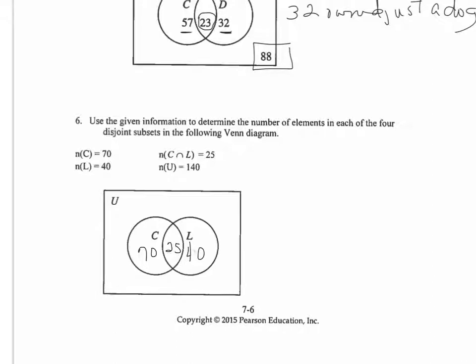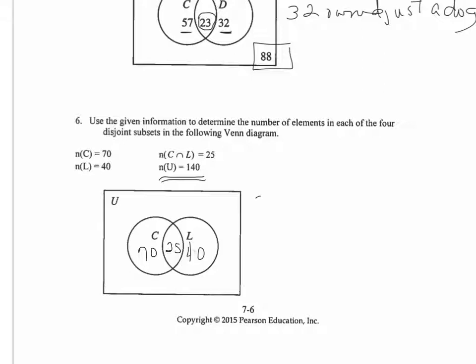And the number that's in the entire set is 140. Now here's where you have to be careful. That doesn't mean 140 is down here in the corner, because that would not be everybody that's already in the set. I need to add up how many are already there, and when I subtract that number from 140, that's what will go down in the corner, the ones that are neither in C or in L.